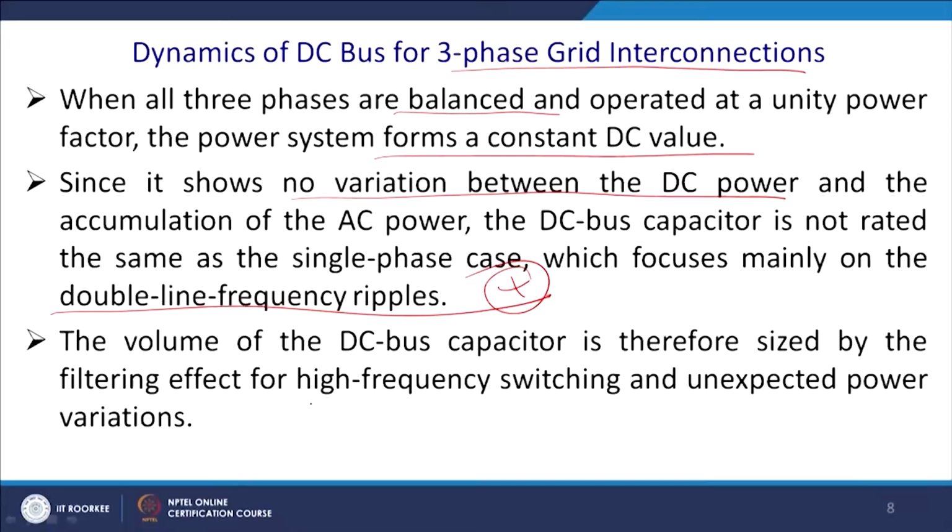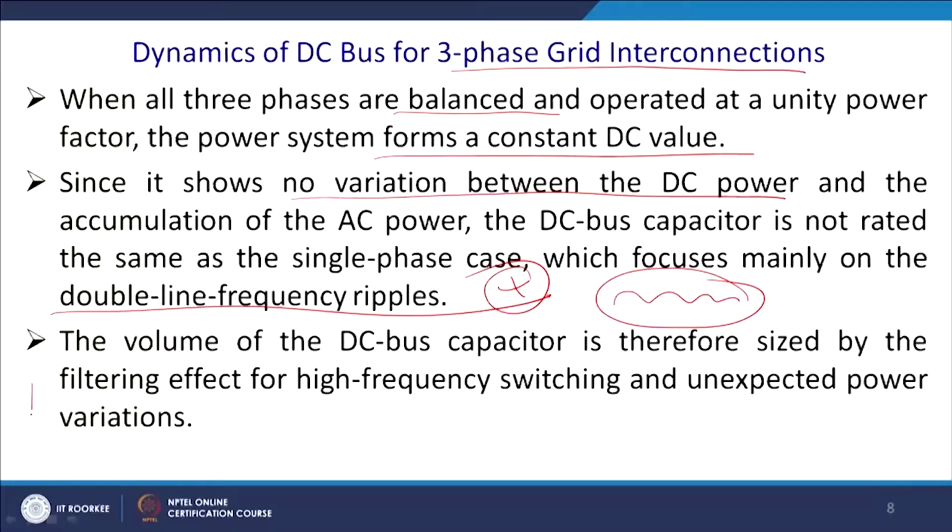And thus what happens, since you have a ripple, this will be a 6 pulse converter, so instead of the double frequency, the frequency will be the 6th harmonic. It is 300 hertz or 360 hertz depending on your system, and thus the size of the capacitor will be reduced. The volume of the DC bus capacitor is therefore sized by the filtering effect of the high frequency switching and unexpected power variation.